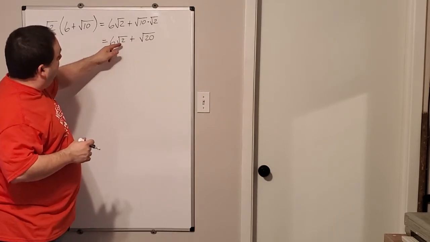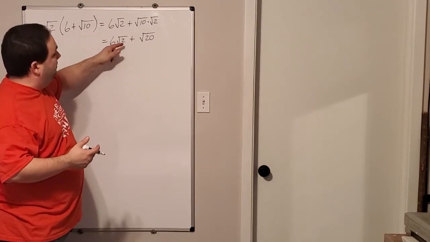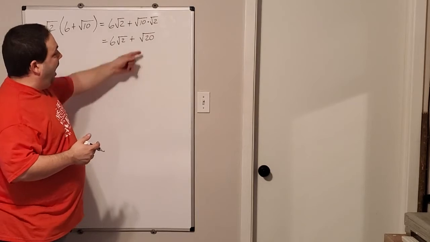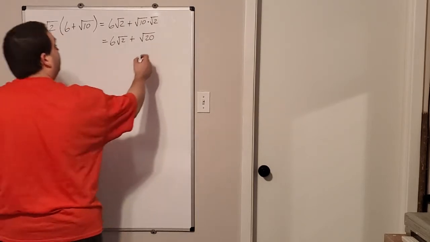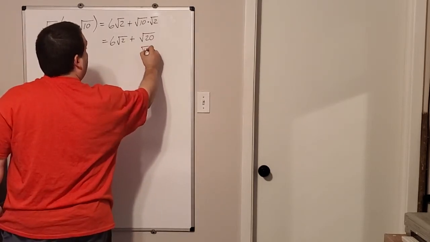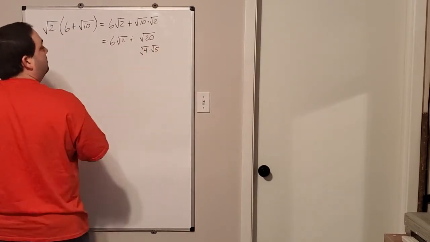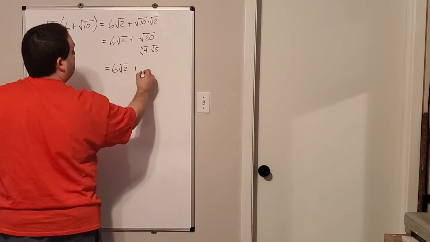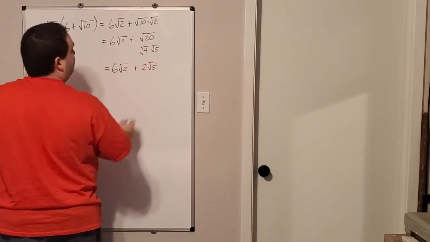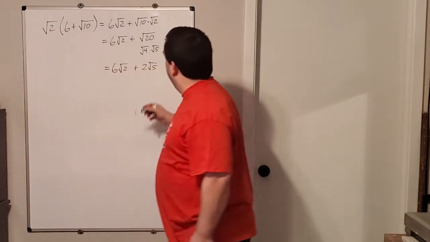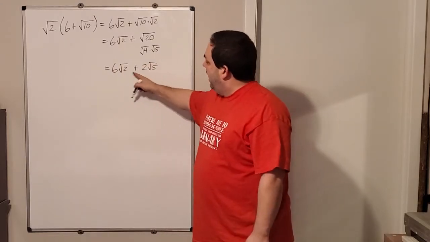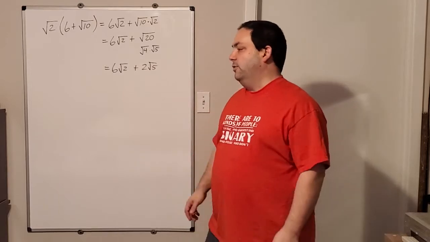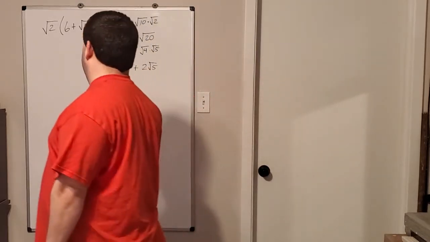Right? Now 6 square root of 2, no, because 2 is prime. But square root of 20, that was in one of the little examples earlier, right? I can simplify the square root of 20. That is square root of 4 times square root of 5. So I'm left with 6 square root of 2 plus 2 square root of 5. And at that point, I'm actually done, because the radicals are not like terms, so I can't simplify that any further. Okay?